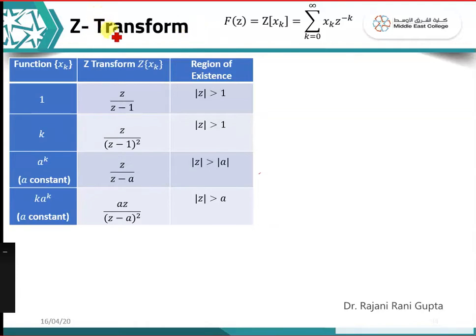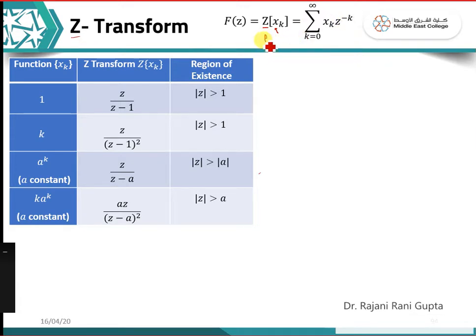This is based on the Z transform. So the Z transform of any function is defined as, first of all, we are using the notation capital Z to denote the Z transform of a sequence or function x_k, which is defined as the summation k from 0 to infinity of x_k z to the power minus k.